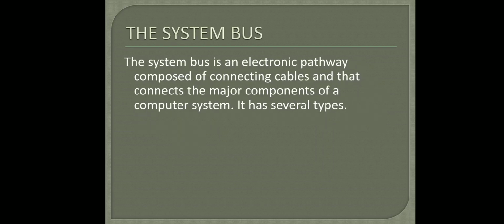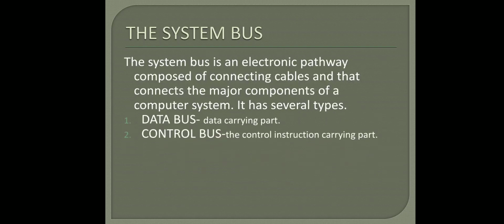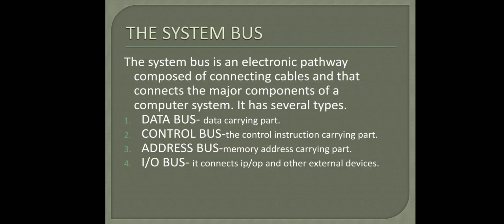The system bus is an electronic pathway. It is the wire only, it is the connection only, and the system bus also has several types. First is data bus, it carries data only. Second is control bus, it carries instructions only. Third is address bus, it carries addresses only. Fourth is input output bus, which connects the external devices to the computer.